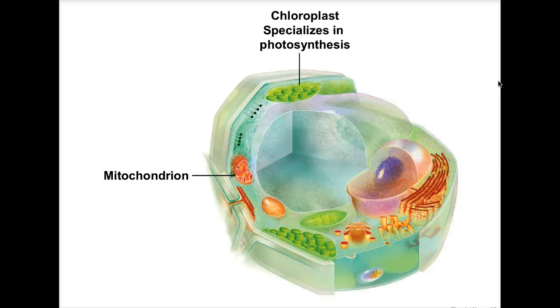This image doesn't really do a fair comparison of the sizes of chloroplasts and mitochondria. Chloroplasts are quite a bit bigger than the mitochondria, although of course they are both microscopic. And in a plant cell, you have both chloroplasts as well as mitochondria.